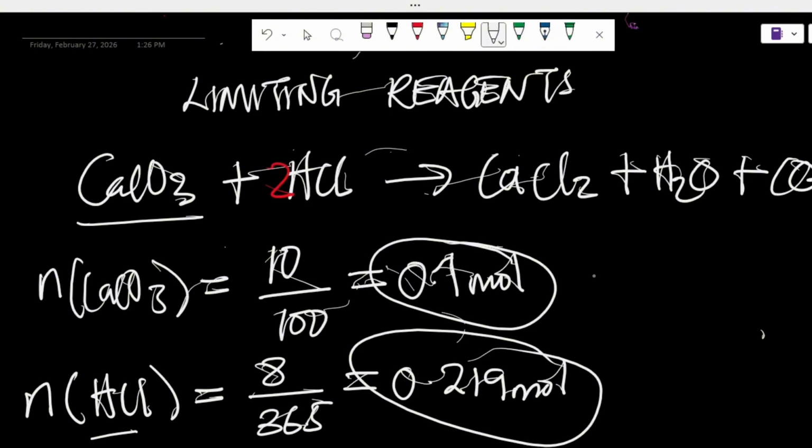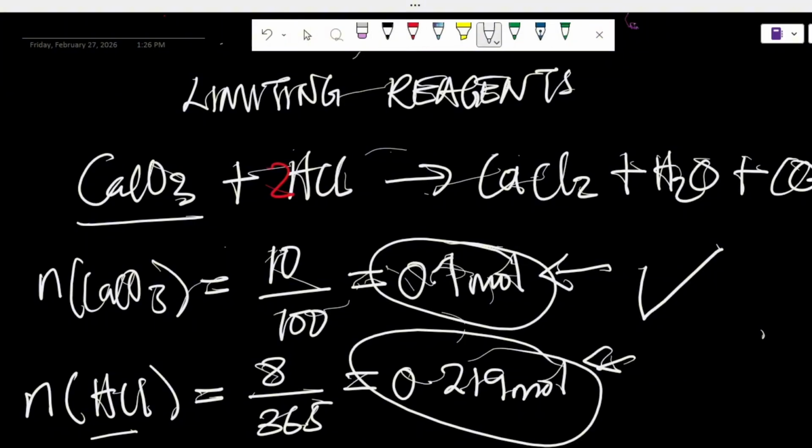Now, because calcium carbonate has less number of moles, this is 0.1, than hydrochloric acid, which has 0.219 moles, then because this is smaller than this, the one which is smaller is used up first before the one which is larger. So this is how we identify a limiting reagent, because it has less number of moles than the other reagent, and therefore that's how we ascertain which is a limiting reagent. And so that is our answer for that particular question. So make sure that you understand, if a reagent has less number of moles, then it is probably going to be used up completely before the other reagent, and therefore that reagent with smaller number of moles is going to be the limiting reagent.